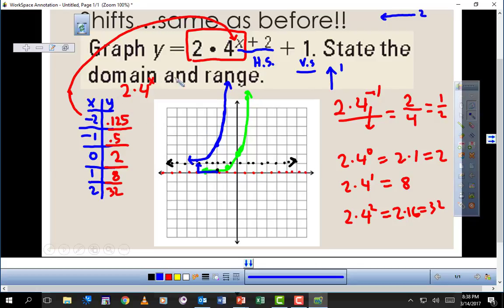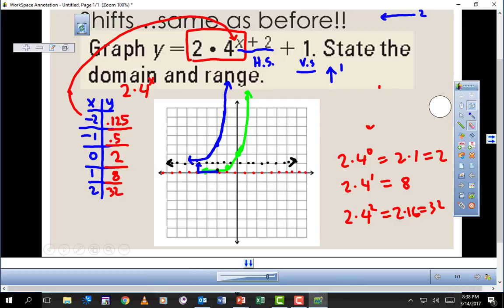And now let's talk about the domain and the range. That seems to be a hard part for some students. So let's go over that.